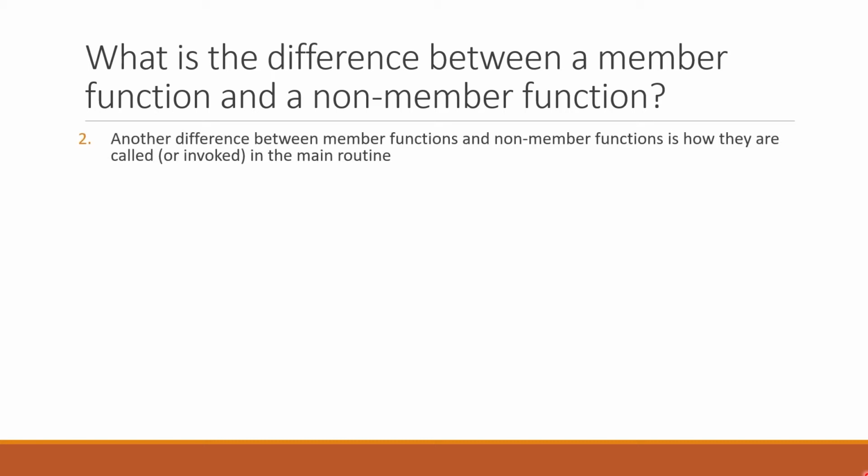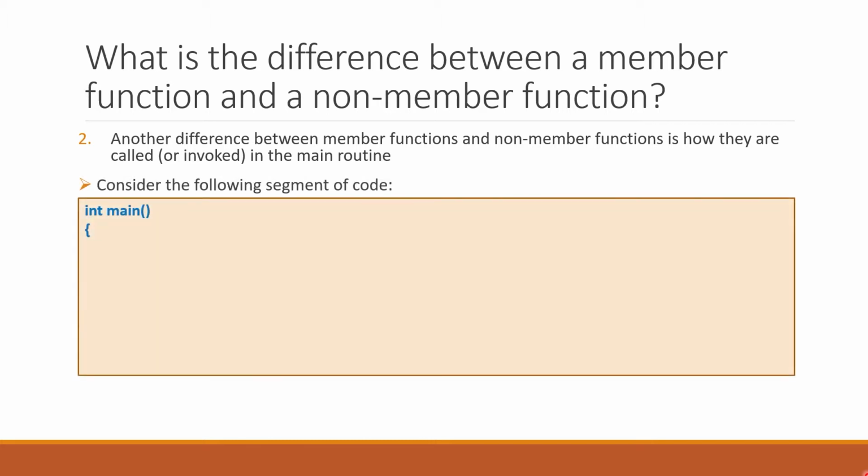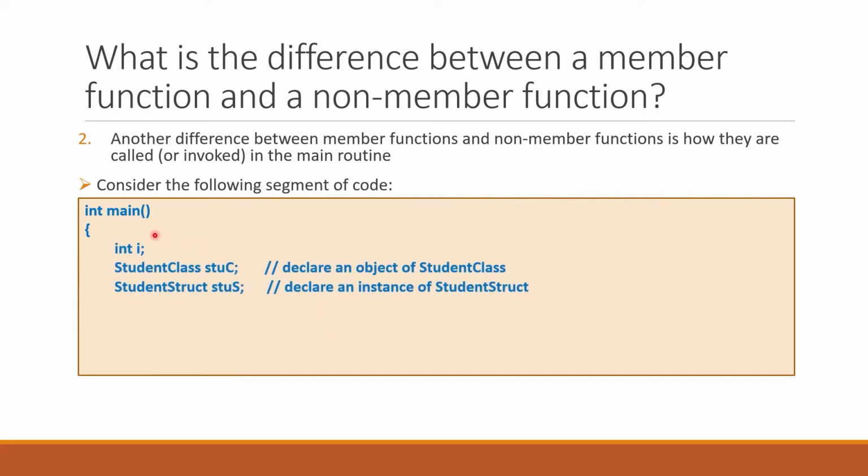Another difference between member functions and non-member functions is how they are called or invoked in the main routine. Let's consider the following segment of code where we have a main routine here. Then we have 3 variables declared. Like any normal variable we have seen before, we have an integer I declared.